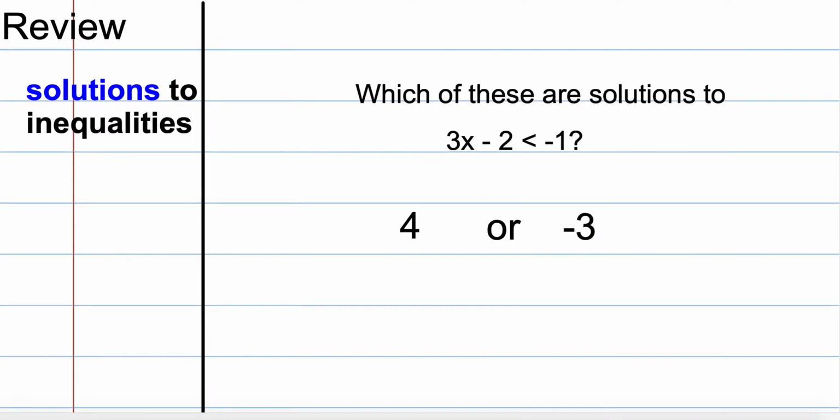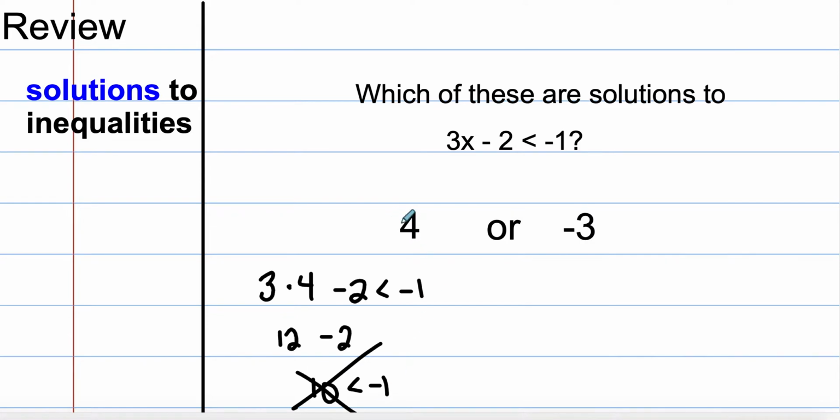Go ahead and stop the video and try this one. Again, you need to substitute them in. So we have 3 times 4 minus 2 is less than -1. So 3 times 4 is 12, minus 2 is 10, is less than -1. That is incorrect, so that does not work.